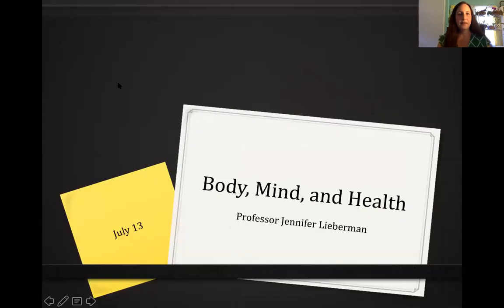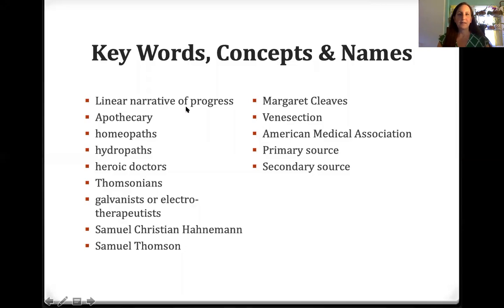As I said in my announcement, lectures and readings supplement each other. So you cannot simply watch a lecture and get away with not doing the readings. I'm not going to cover our entire readings. You have to do both. I suggest you watch the lectures first because I can help you know what to zoom in on in your readings. All right, some keywords, concepts, and names from lecture only.